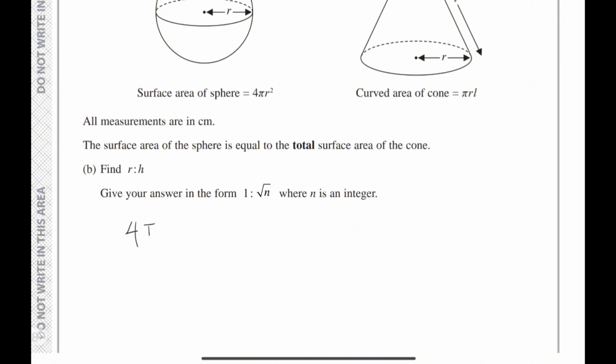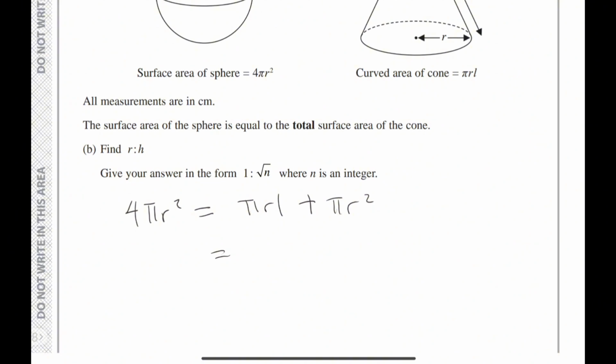So that means 4 pi r squared is equal to the curved area of the cone, which is pi r l, plus the area of the base of the cone, which is the area of the circle, pi r squared. So we can factorize pi r. So here we have l plus r, equal to 4 pi r squared. So we cancel pi, and we cancel one of the r, so 4r equals l plus r.